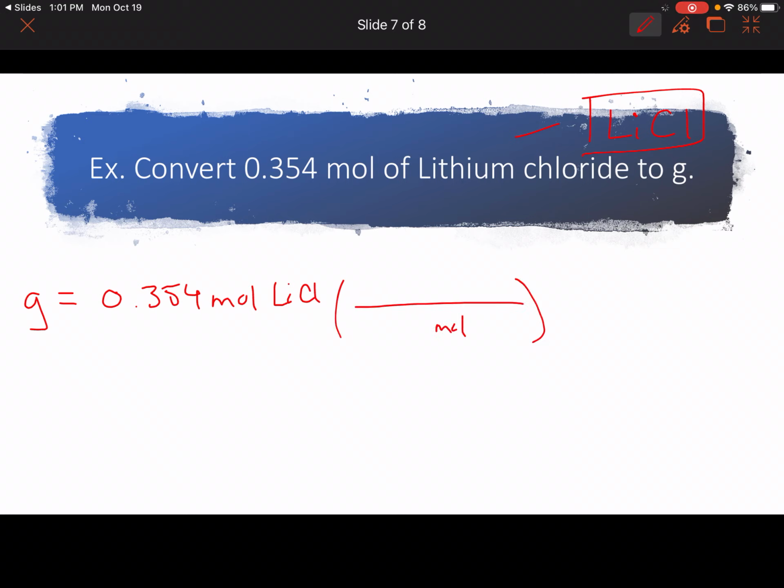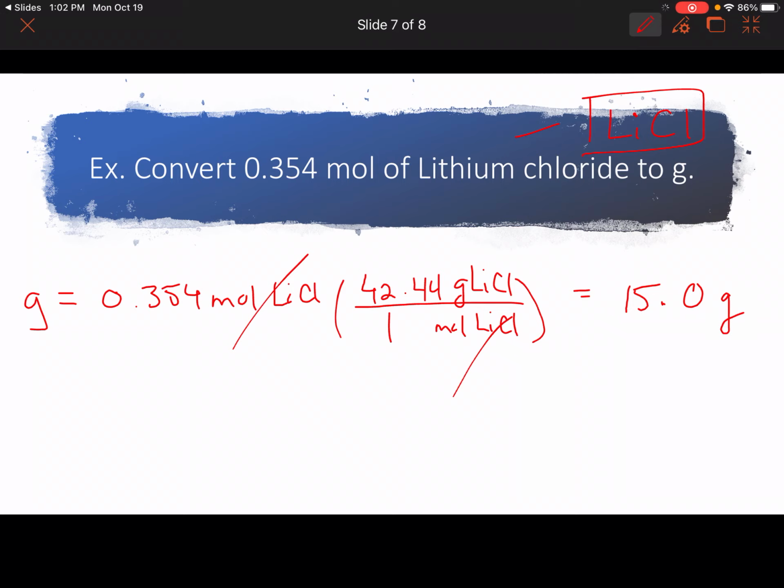Moles of lithium chloride goes on the bottom. Grams of lithium chloride goes on the top. And now we have to add those together. So it's going to be 35.5 plus 6.94. And so I know that I've got 42.44 grams for every 1 mole. Moles are going to cancel. I end up in grams, so I multiply that number by 0.354, and I get 15.0. So 3 sig figs here in my answer.